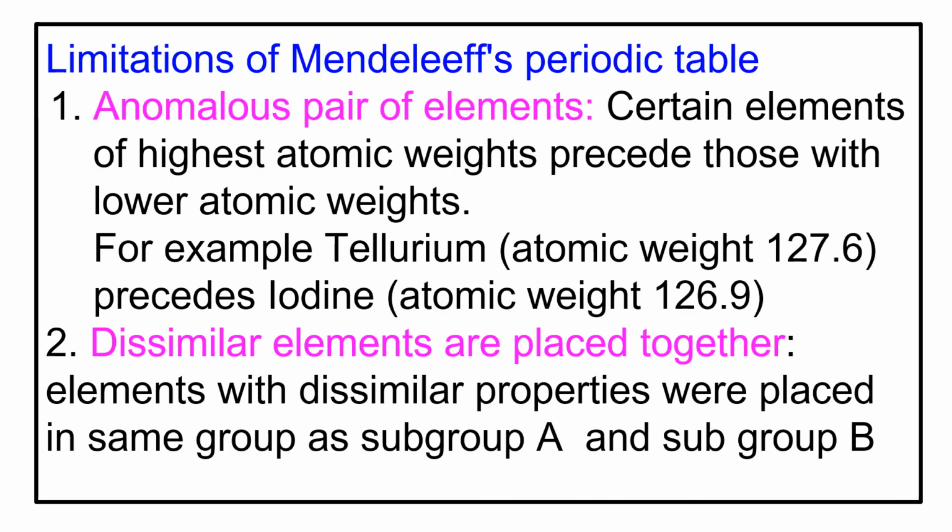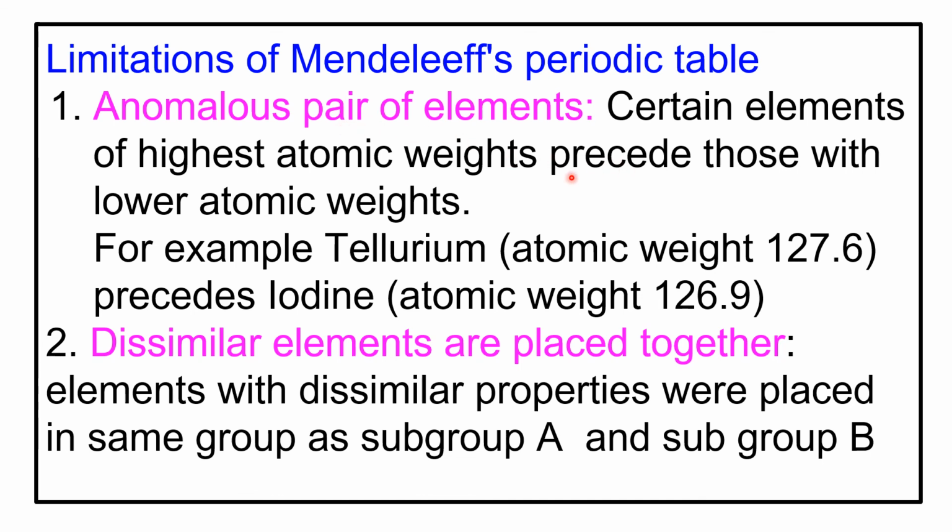Next is limitations of Mendeleev's periodic table. Though Mendeleev's periodic table could explain or could adjust the elements which were known then, it has certain defects in it. Now let's see what they are. The first one is anomalous pair of elements. Anomalous pair means a dissimilar pair or odd pair of elements. What it is, let's see.